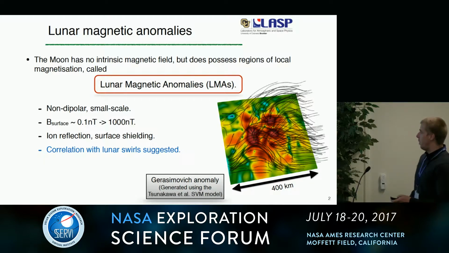What I like to focus on in this talk is trying to model how the solar wind interacts with one of these crustal fields, meaning that I need to get 2 things right: the ion reflection, for example what's been observed by Artemis and what Andrew talked about, but also the surface shielding part, like how the field affects the solar wind flow, and more specifically, is there possibly a correlation with lunar swirls?